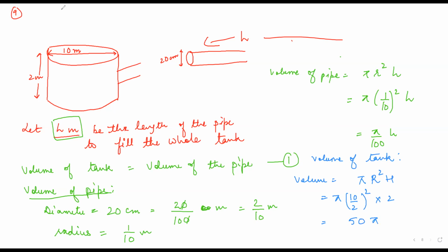Okay. So from 1, if I just equate now, so 50 pi is actually equal to this pi by 100 into h. So pi cancels out. That gives me h is equal to 5000 meters, right? So I can call it in kilometer also. So h is equal to 5 kilometer because 1000 meter is 1 kilometer. So 5 kilometer length of the pipe will be required to fill the whole tank. Understood?